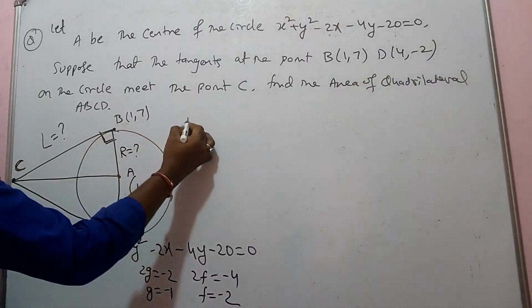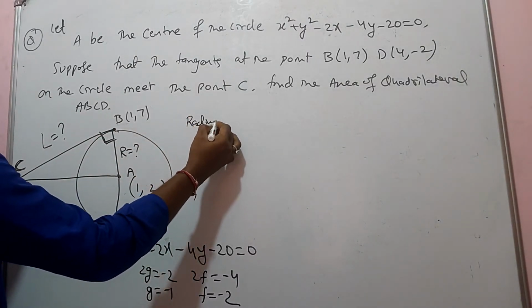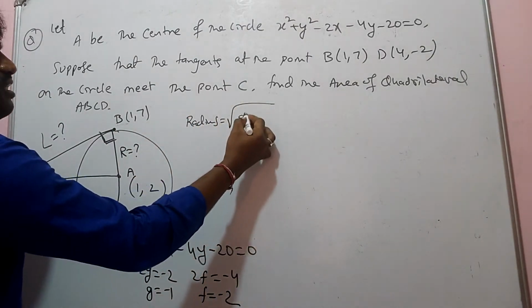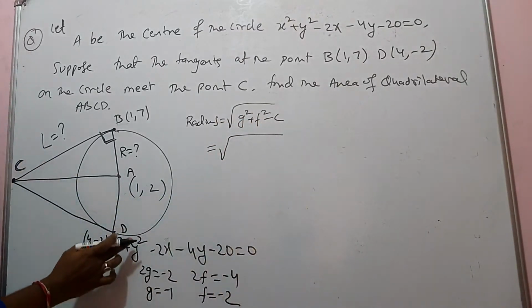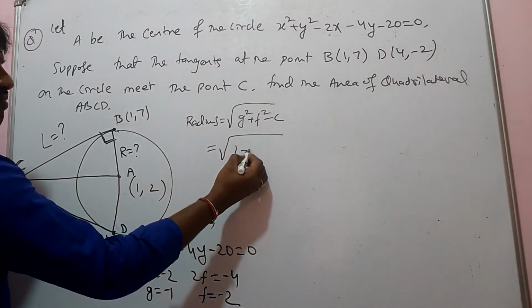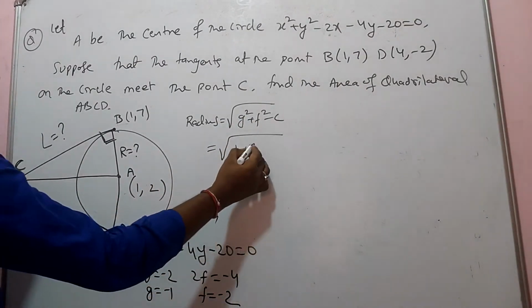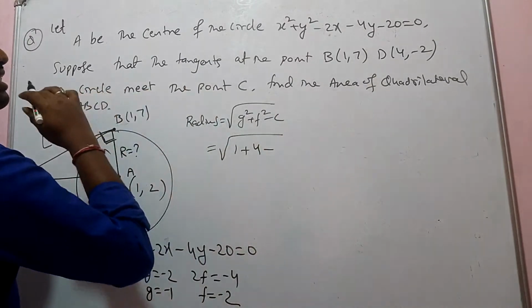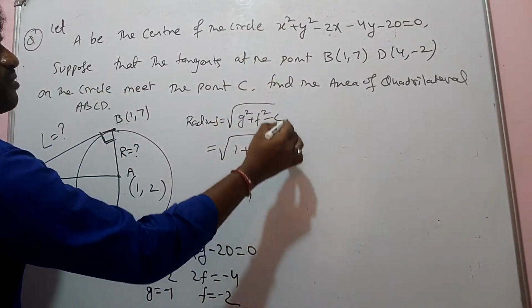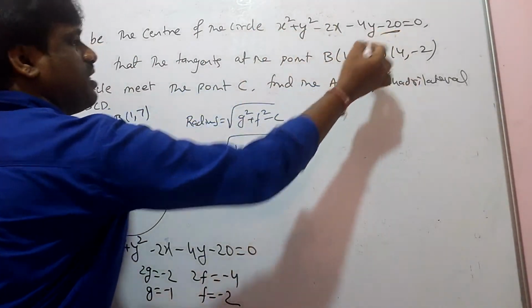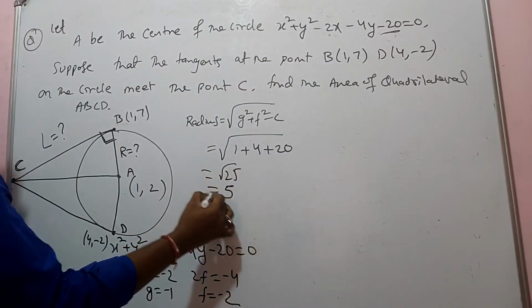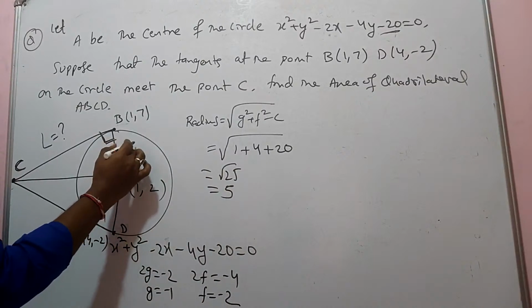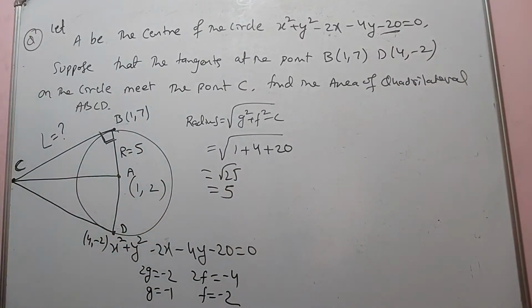So the radius is equal to, what is the formula? Radius is equal to the square root of g squared plus f squared minus c. g squared is 1 squared, which is 1. f squared is minus 2 squared, which is 4. Minus c, and here c is minus 20. Substituting, root 25 equals 5. So I got the R value as 5.